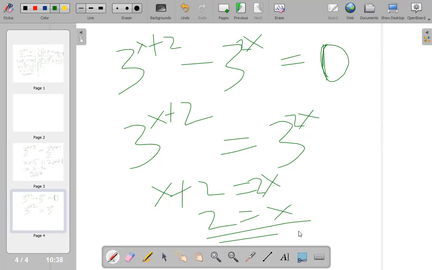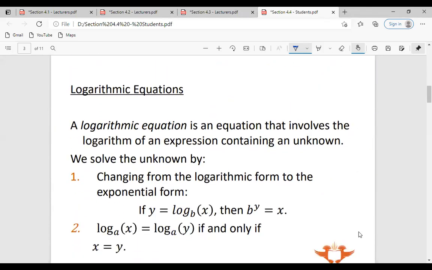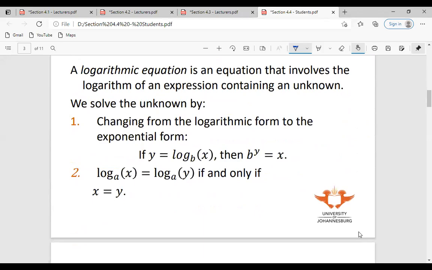Okay, now let's move over to looking at the log equations. Similarly, equations in which the unknown is the log of a certain expression, all right? The unknown is in the argument of the log.